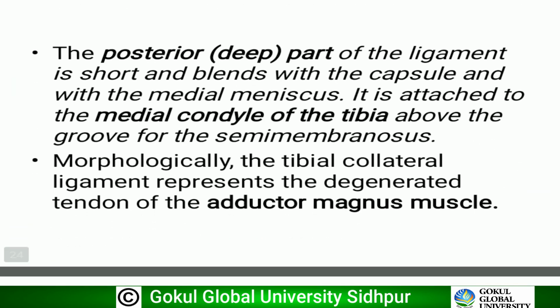The posterior part of the ligament is short and blends with the capsule and the medial meniscus. It is attached to the medial condyle of the tibia above the groove for the semimembranosus. Morphologically, the tibial collateral ligament represents the degenerated tendon of the adductor magnus muscle. This question can be asked in the viva. Okay, so mind it.